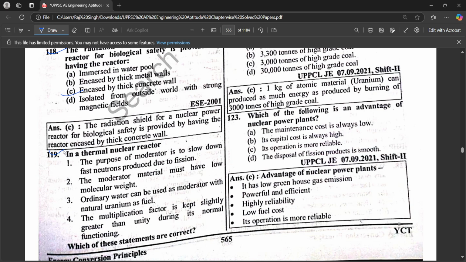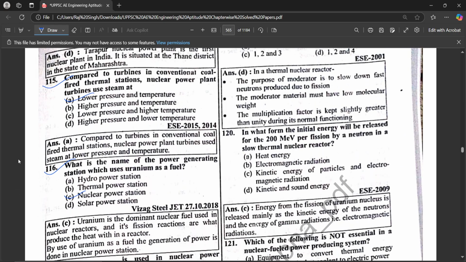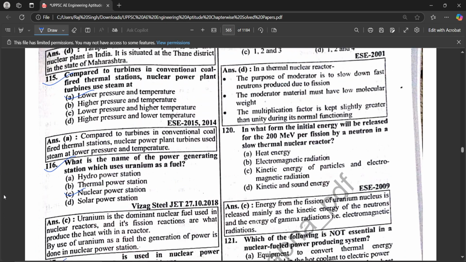In a thermonuclear reactor, which statement is correct? We have to check. So, 1, 2 and 4 are correct. The purpose of the moderator is to slow down the fast neutrons produced due to fission. The moderator material must have low molecular weight. The multiplication factor is kept slightly greater than unity during normal functioning. Hence 1, 2 and 4 are correct.